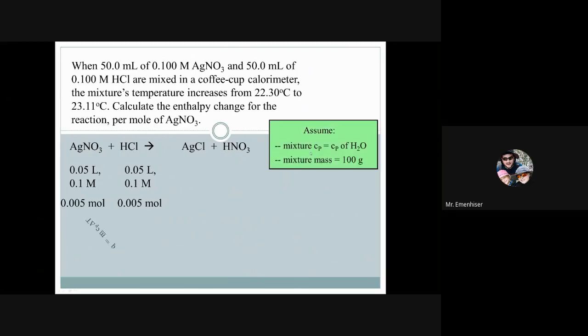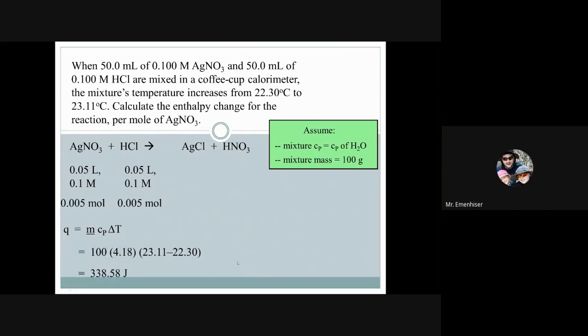So we're going to assume that the mixture is just water, essentially. Yeah, I know it's stuff mixed in water, but most of it is water. It's dilute. It means it's mostly water. And then the mass is 100 grams. So you can assume 100 grams total.